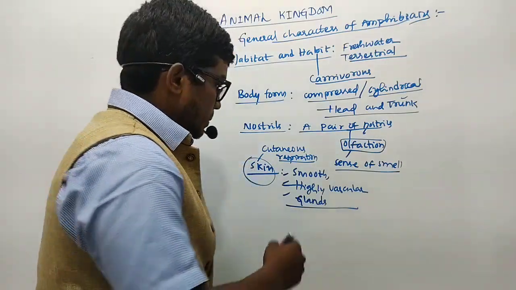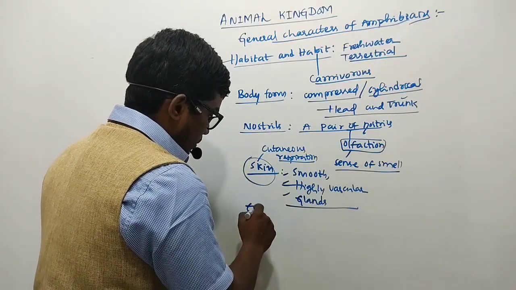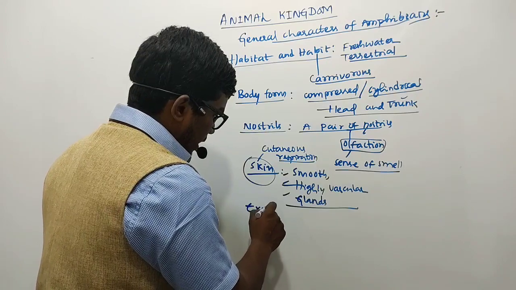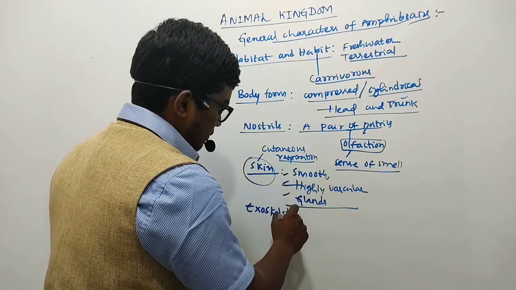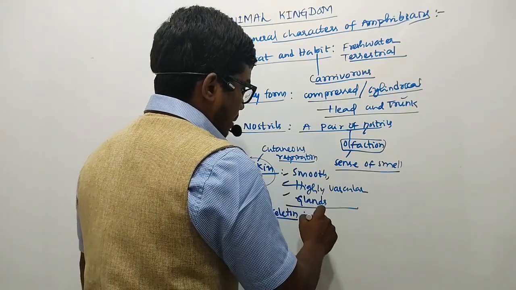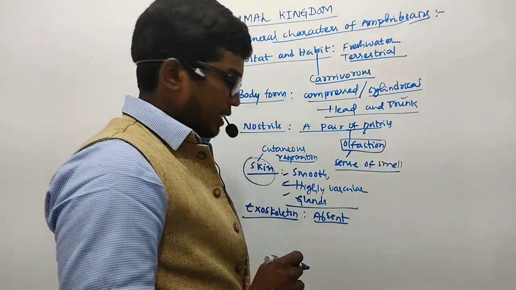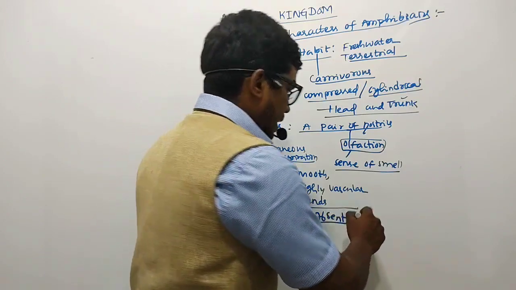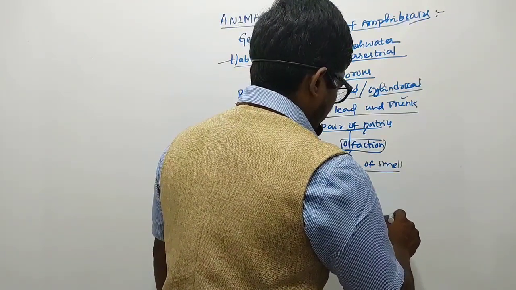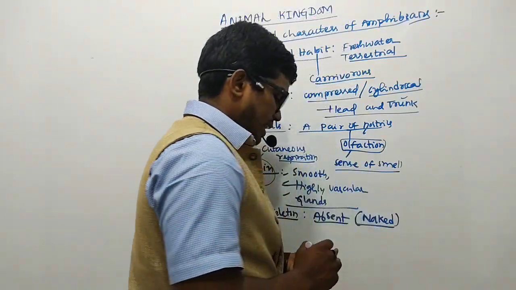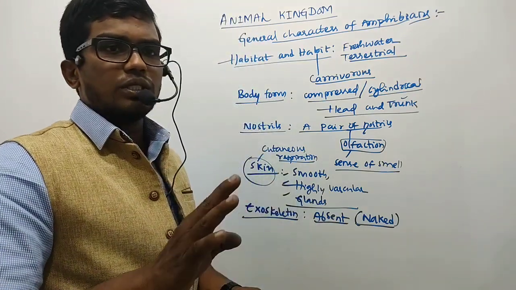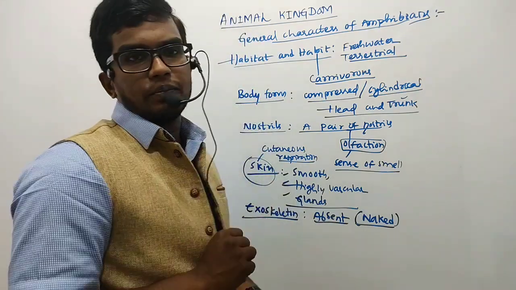Next, let us talk about their exoskeleton, which is absent here. We don't find the exoskeleton at all. It is a naked body. As it is not present, we generally say it is a naked body, without the exoskeleton.